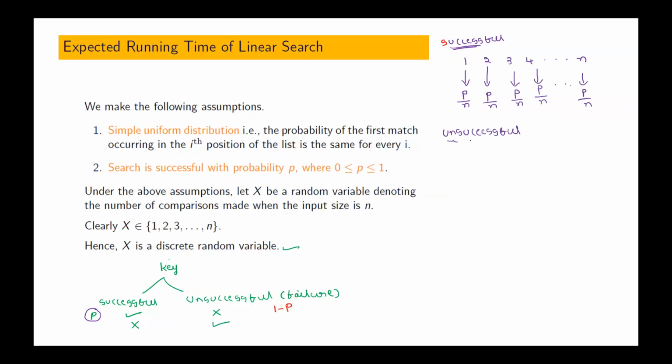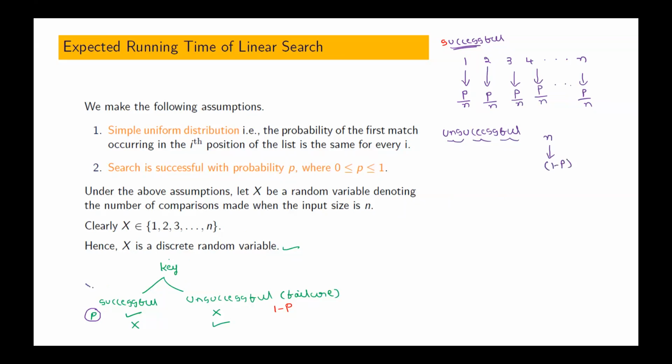Unsuccessful case, what are the values this variable can take? It takes only value n. What is the corresponding probability? 1 minus P. Now this random variable, it is a combination of two mutually exclusive events, no?